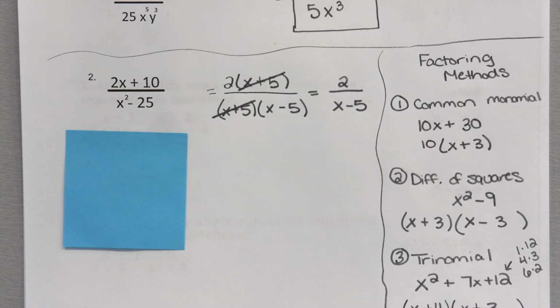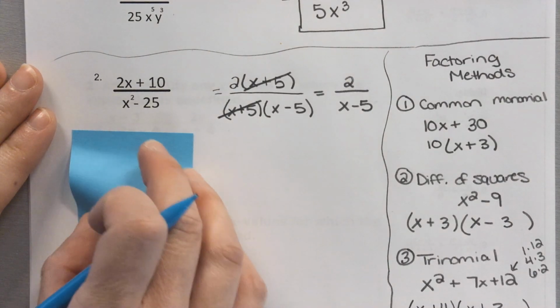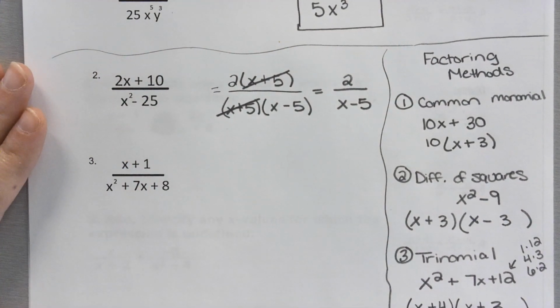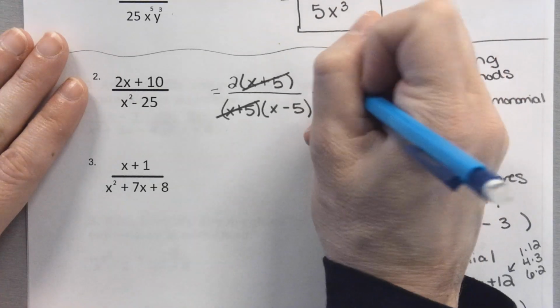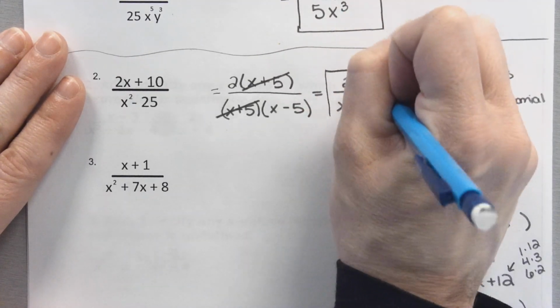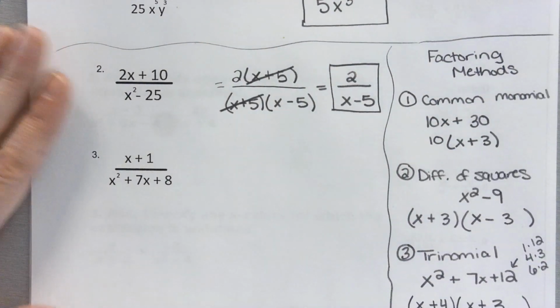So again, we're going to factor, and then we're going to cancel anything that can cancel. And then this is going to be our final answer. So once everything is gone that can be canceled, we can box that in. That's going to be our final answer.